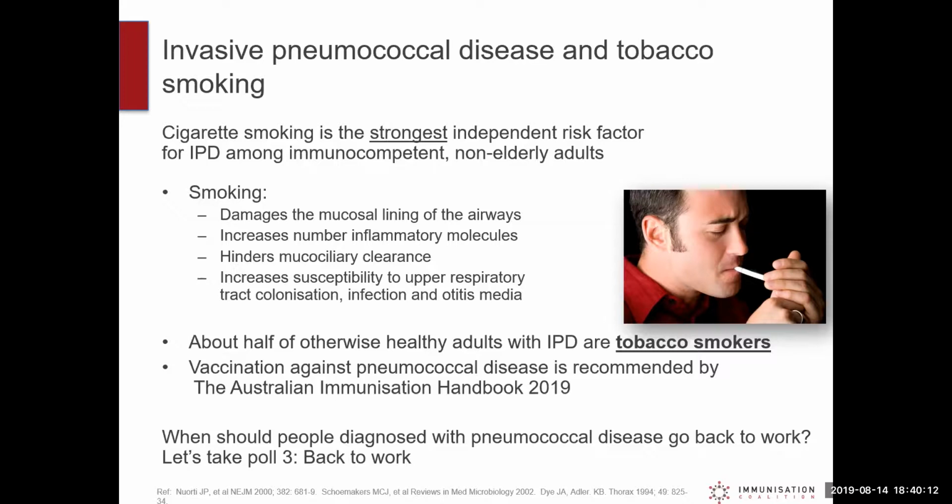immunocompetent, non-elderly. So you're taking out those risk categories, taking away the fact that they're old, taking away the fact that they have a medical condition. So they don't have a medical condition and they're not old, and yet that is the strongest independent risk factor. So if you've got individuals that come to your practice that are smokers, now's the time really to talk to them about giving up the cigarettes and helping them get onto a quit smoking plan. About half of otherwise healthy individuals with IPD are tobacco smokers. So really, really significant. So we're going to lead into another poll.